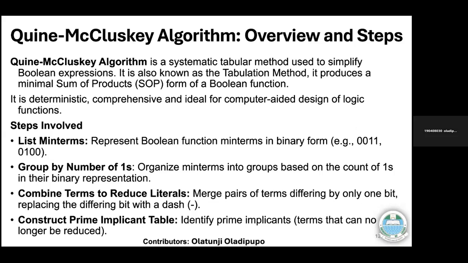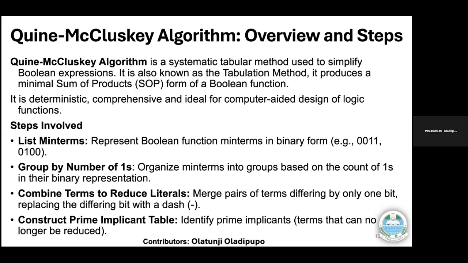So I'll be talking about the Quine-McCluskey algorithm. The algorithm is a method to simplify Boolean functions. It is especially useful for automating the process of minimizing logical expressions, as it is an alternative to a visual method like K-maps. So the steps: first, list the minterms. We represent each one in the truth table as a binary minterm. Then we group the minterms. We arrange the minterms based on the number of ones in their binary form.